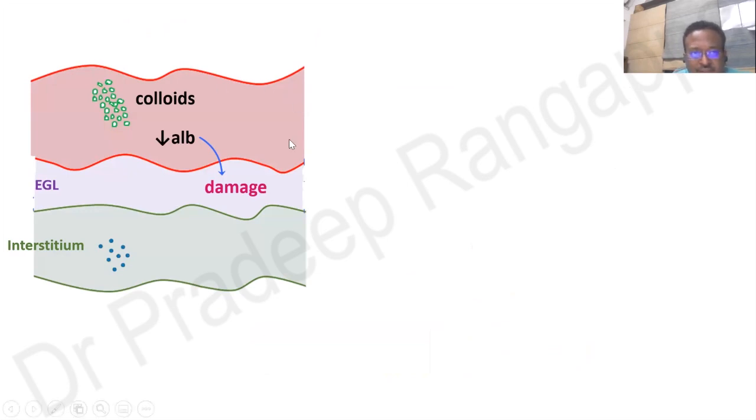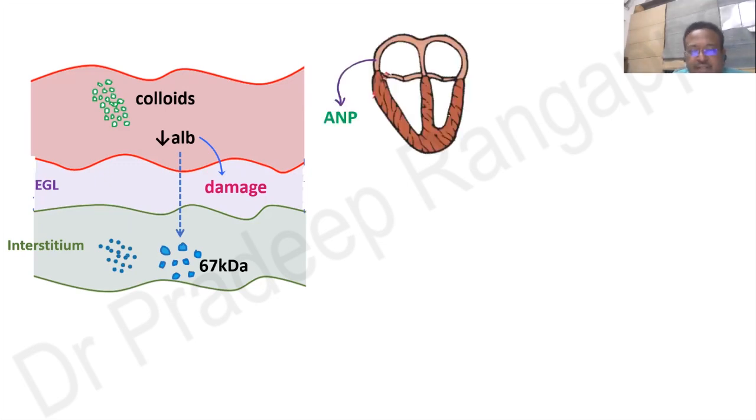So I just put it pictorially. This is the vascular lumen. This is the EGL layer, which lies above the endothelium, and this is the interstitium. Low albumin leads to damage of the EGL layer, and this leads to movement of fluid from the vascular lumen to the interstitial space. And albumin has a low molecular weight of 67 kDa.